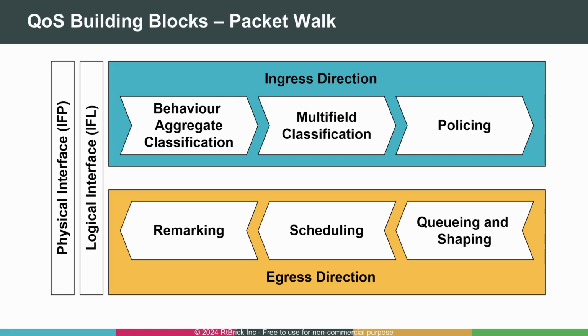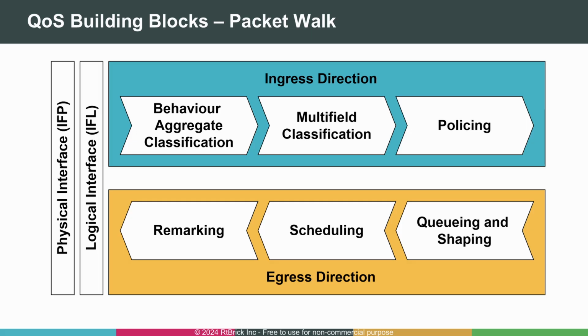The process begins with classification, where packets are sorted into different types for further treatment. You can think of this step like sorting mail at a post office. The system looks at the labels or specific header fields to decide how each packet should be handled. RBFS supports two classifiers, the behavior aggregate classifier, which relies on existing QoS markings, and the multi-field classifier, which can match on any header field using access control lists.